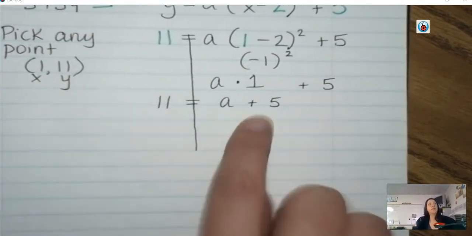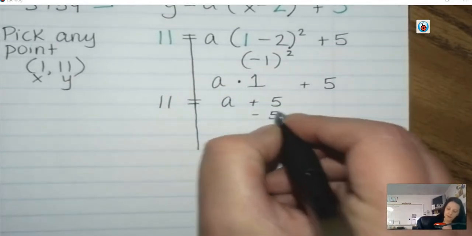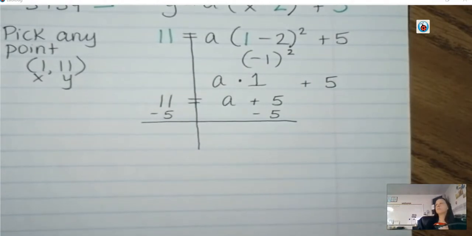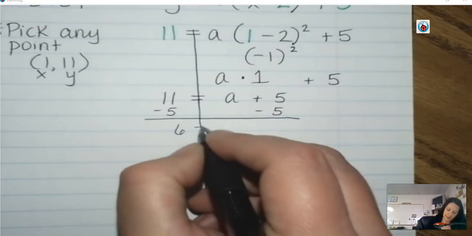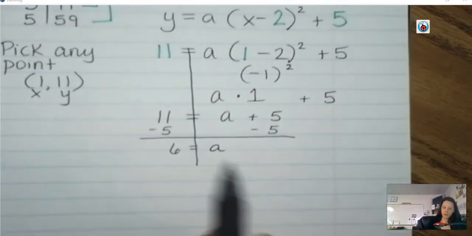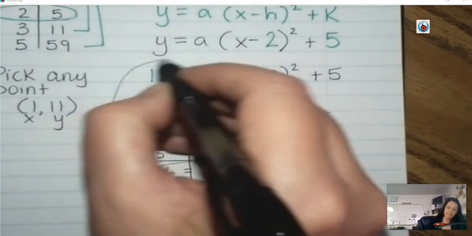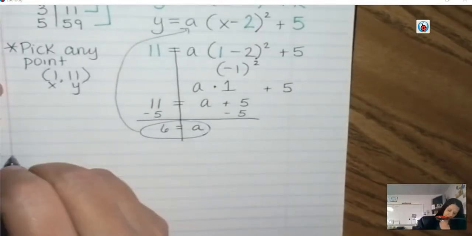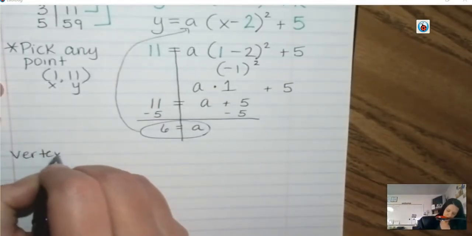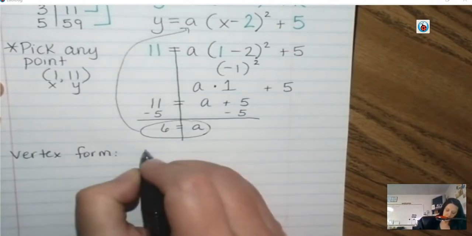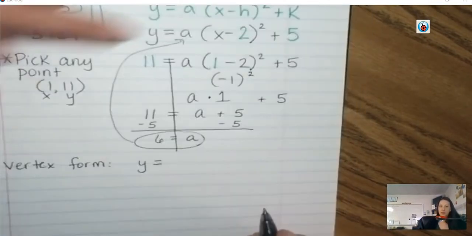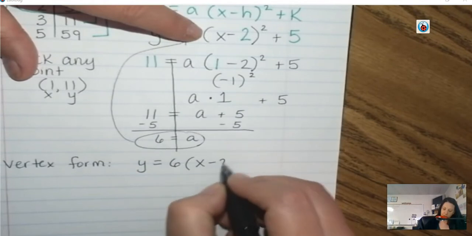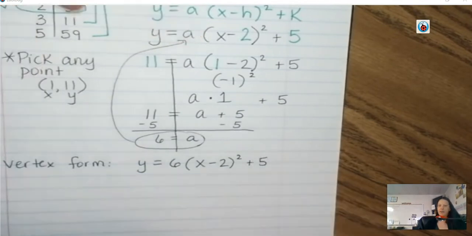And then to get A by itself, subtract 5 from both sides. And I get A is 6. And now you're just plugging this value in right up here and rewrite the equation. So in vertex form, your final answer will be y equals, or f of x equals, the A value that we came up with is 6, and then just finish what we wrote up here, x minus 2 squared plus 5.